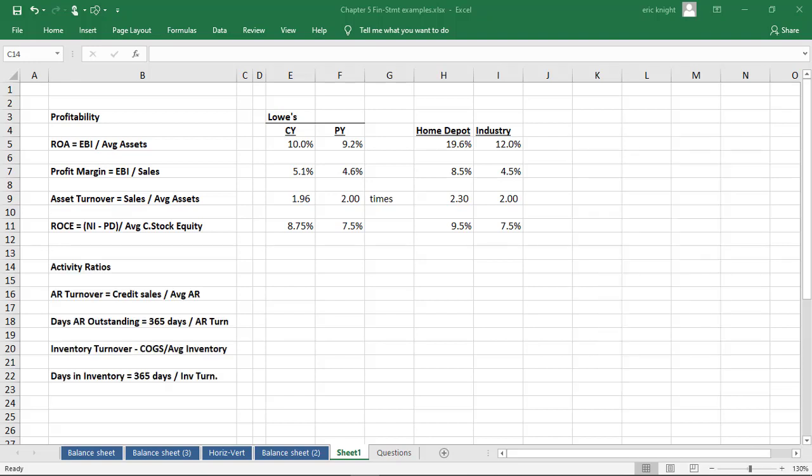Now, I'm also interested in activity ratios. Activity ratios show the ability for management to do a good job in certain areas where activities are concerned. Accounts receivable is an important activity, and so is inventory turnover. Now, the thing that you have to remember is that not all businesses are strong on accounts receivable. Some don't have any accounts receivable. And that's kind of the case for Lowe's and Home Depot.